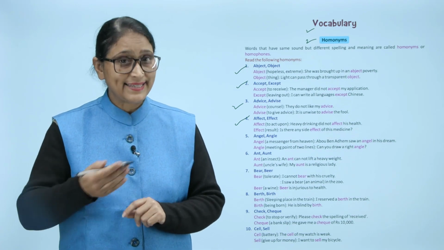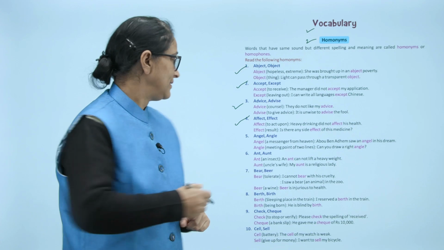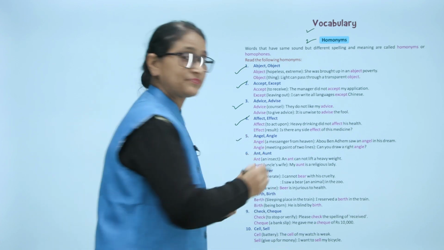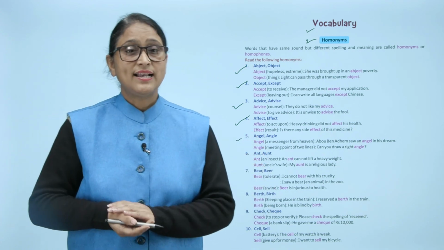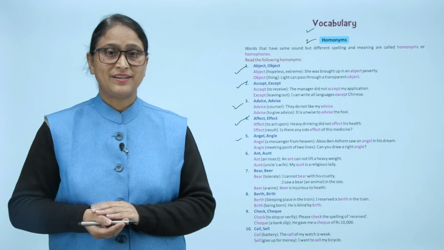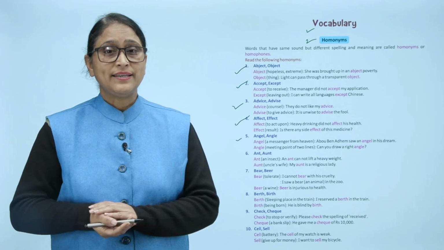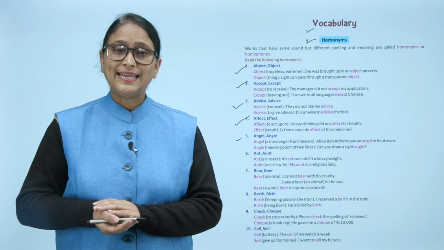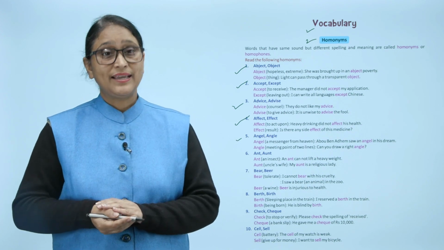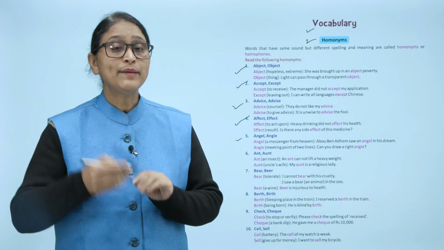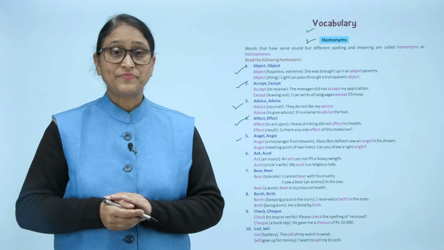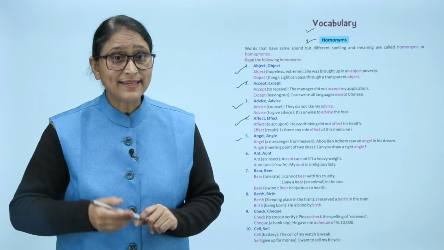Next is angel and angle. Angel, a messenger from heaven. Abu bin Adim saw an angel in his dream. Angle, meeting point of two lines. Can you draw a right angle?